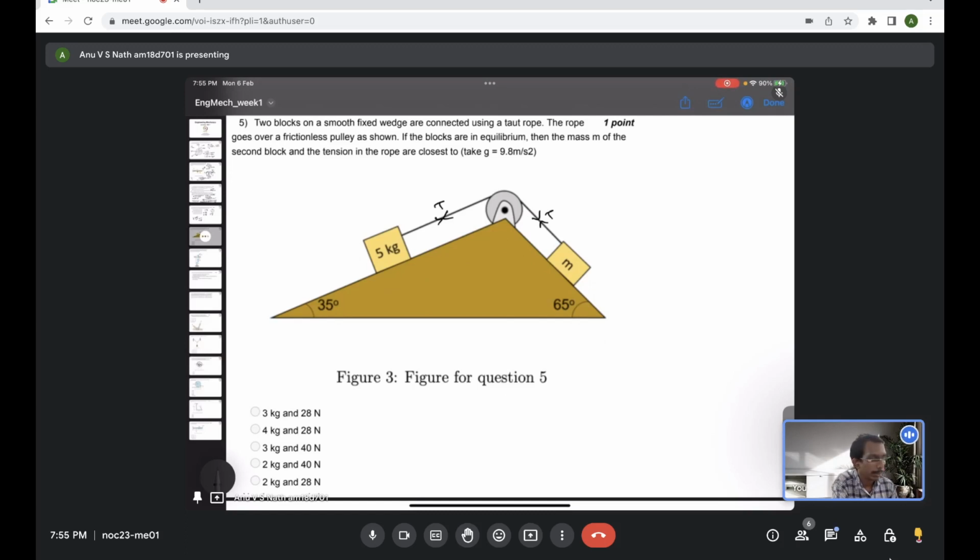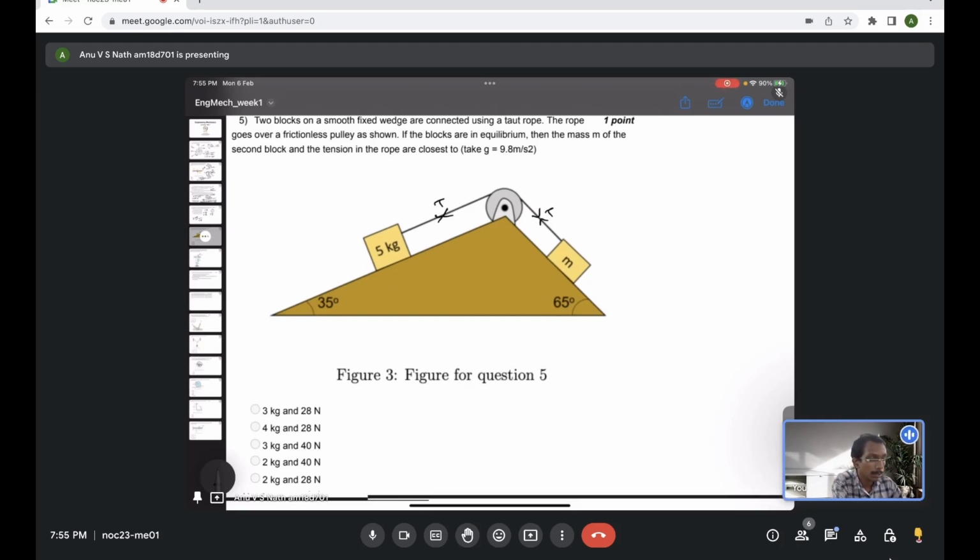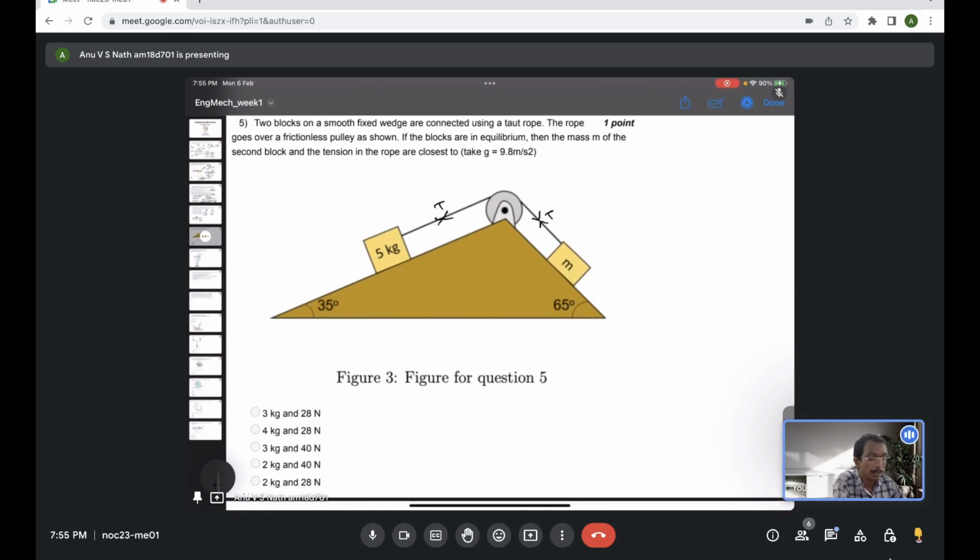So you can try this. I'll wait for a moment and then I will explain how to do it. So if anyone found the answer, we have options given: a combination of 3 kg 28 Newton, 4 kg 28 Newton, 3 kg 40 Newton, 2 kg 80 Newton, 2 kg 28 Newton. 5 options are there.